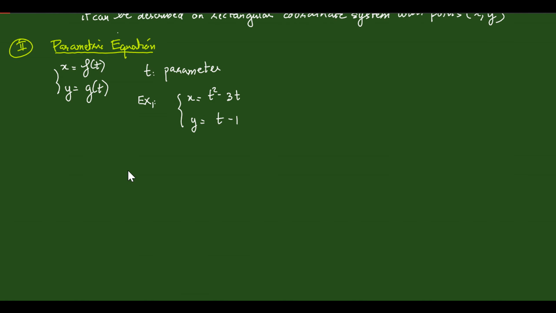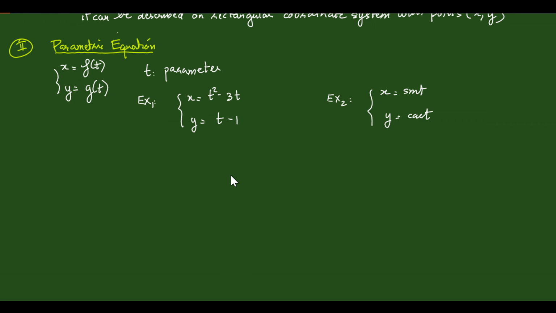Or I can give you another example. Example 2. What if I have x equals sine of t, and y equals cosine of t? This is also a parametric equation, because x is a function of t and y is also a function of t. It doesn't matter, as long as it's a function of t. It could be a trigonometric function, or a polynomial function, or even a radical function if you want.